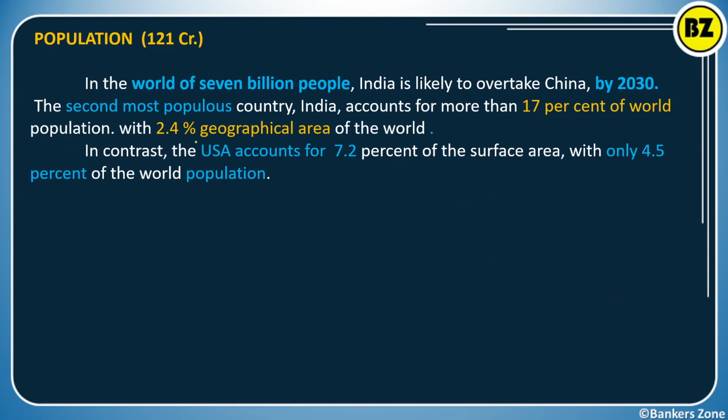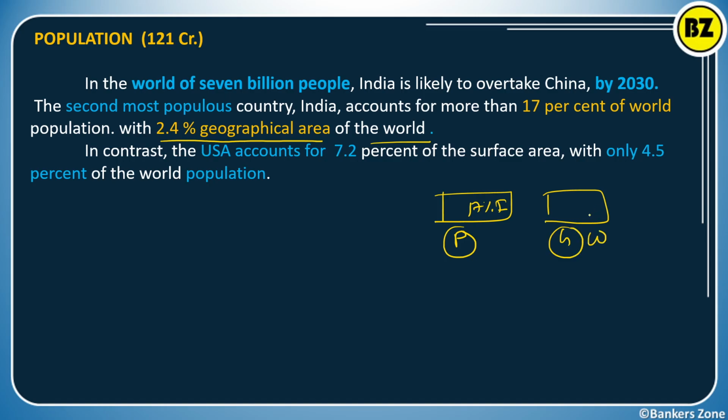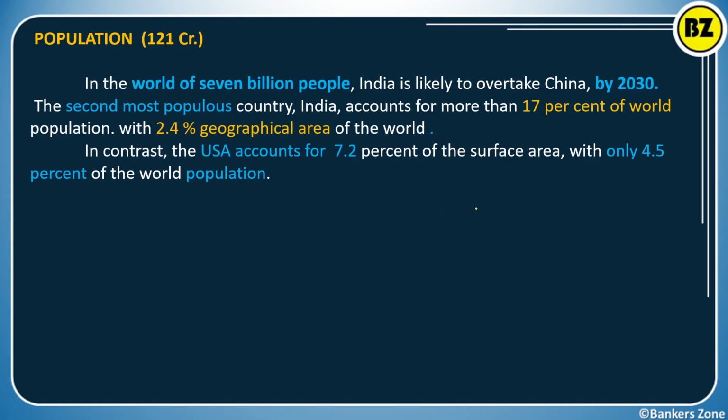Now, about 2.5% of the area of the world. If this is the population of the world, 17% is India. If this is the geographical area of the world, then only 2.5% goes to India. That means see how much pressure. Every 17th person is from India, right? But we have limited land, only 2.4% of the world's land. That means there are huge numbers of people on our limited land, right?